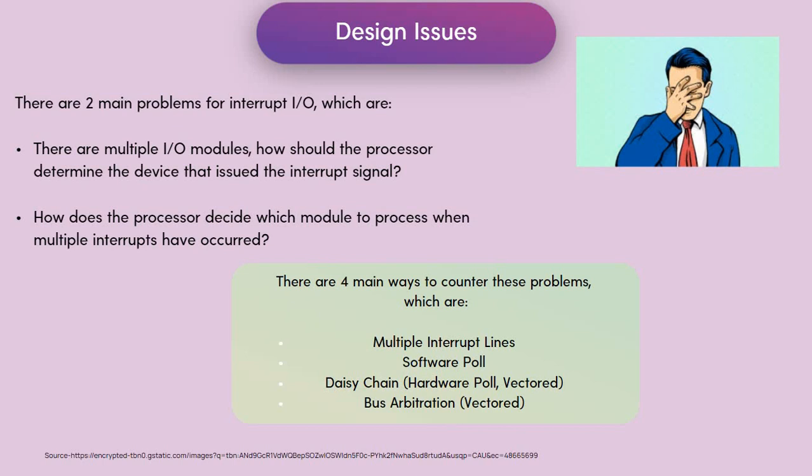Next, design issues. There are two main design issues for interrupt-driven I/O. How does the processor decide which device issued the interrupt signal? And how does the processor decide which module to process when multiple interrupts have occurred? There are four main ways to counter these problems, which are multiple interrupt lines, software poll, daisy chain, also known as hardware poll, and vectored bus arbitration, also known as vector.